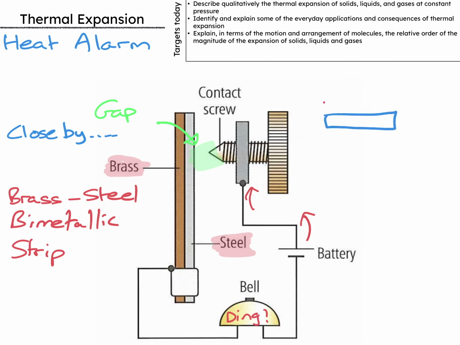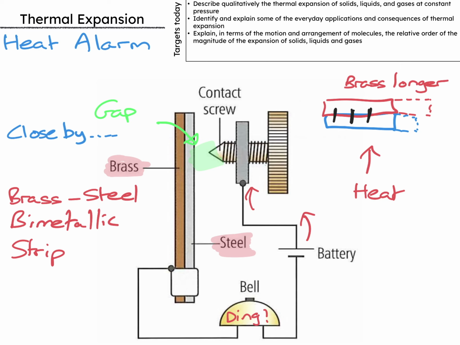So we've got a piece of brass and a piece of steel. Let's heat them up. They both expand, but the brass expands more. So now the brass is longer than the iron. What the engineers realised is that if you fix them together nice and securely, they will bend together, like so.